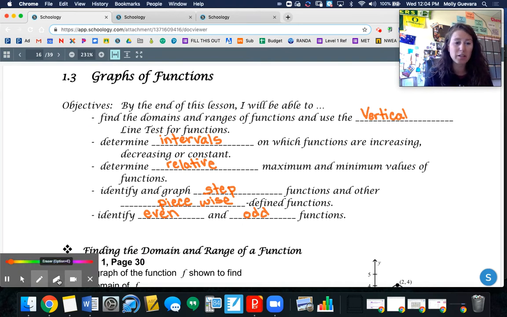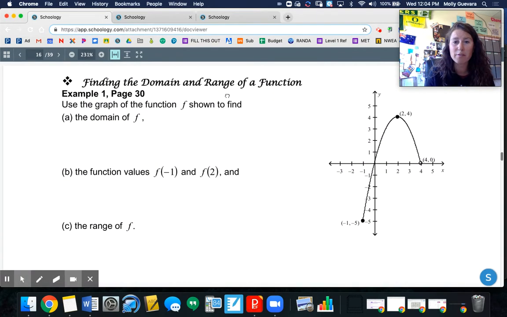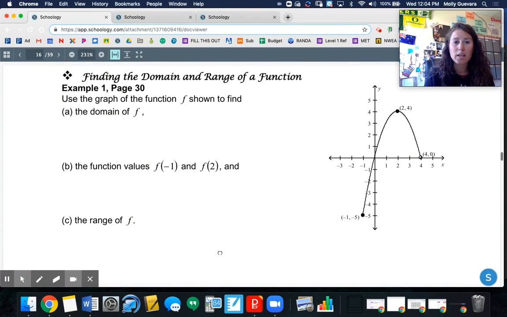Really, we're going to look at domain and range. What is the domain and range of a function? Right now, this is a function. It does pass the vertical line test. If I move a ruler or a pencil from left to right, it does not cross this graph more than once at any one spot. So it is a function. They also tell us it's a function.